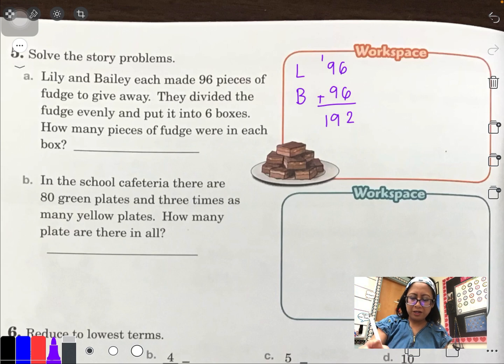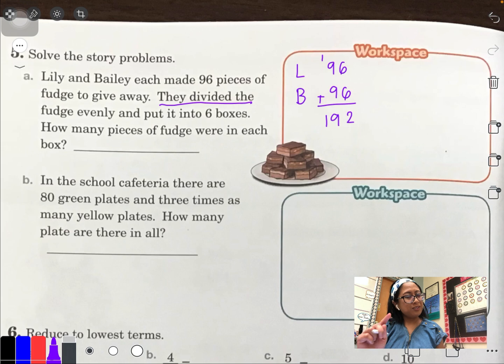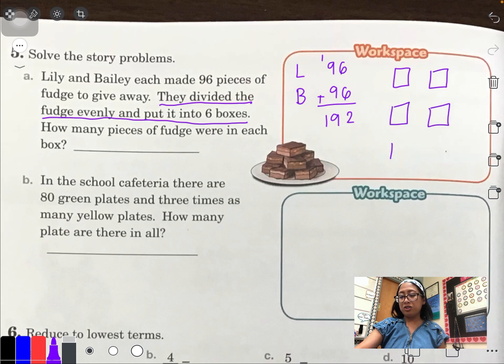Okay, next part. They divided. See what we have to do next? Did you figure that out? They divided the fudge evenly into 6 boxes. So don't draw this part, but at least have this part in your book so far. They're going to have 6 boxes. Wow, I'm hoping these are 6 big boxes because they're going to put a lot of brownies.